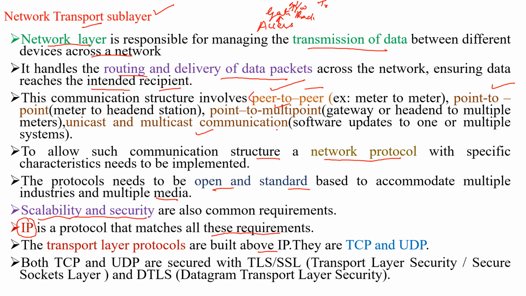So till now we have seen the network layer. Now the transport layer protocols are built above the IP. What are the common transport layer protocols? One is TCP and another is UDP. You know that TCP is connection oriented and UDP is connectionless. Both TCP and UDP can be secured. One of the important parameters is security, right? TCP is secured with TLS, that is Transport Layer Security, or SSL, Secure Sockets Layer. And for UDP, the security is established by means of DTLS, that is Datagram Transport Layer Security.